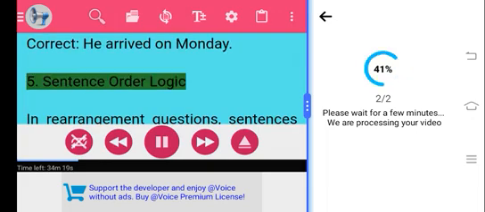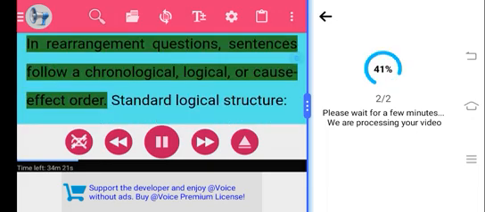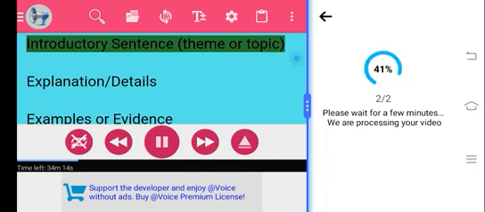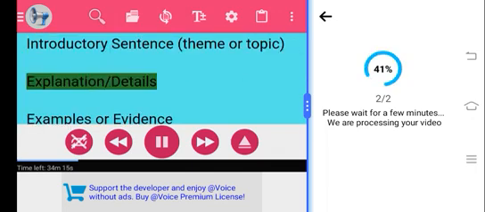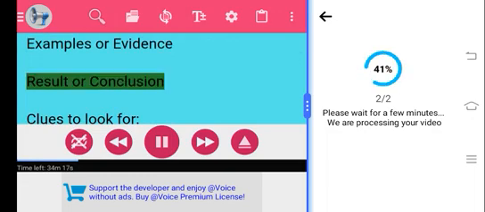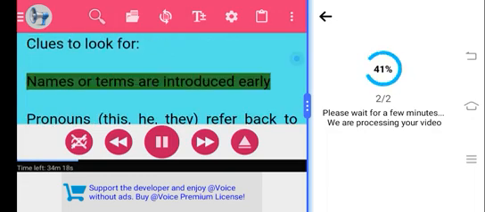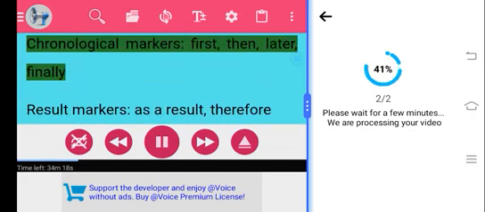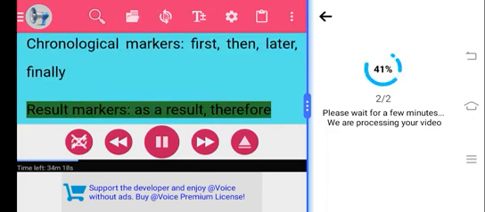5. Sentence order logic. In rearrangement questions, sentences follow a chronological, logical, or cause-effect order. Standard logical structure: introductory sentence, theme or topic; explanation, details; examples or evidence; result or conclusion. Clues to look for: names or terms are introduced early. Pronouns like this, he, they refer back to something before. Chronological markers: first, then, later, finally. Result markers: as a result, therefore.